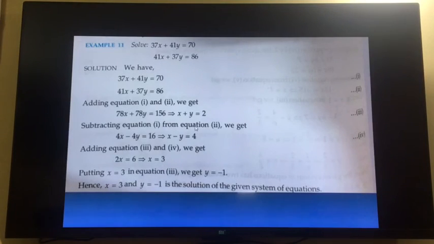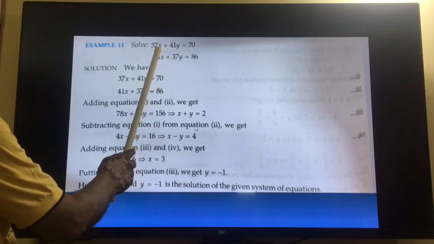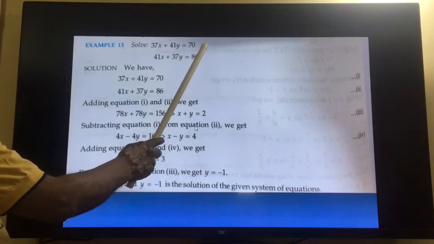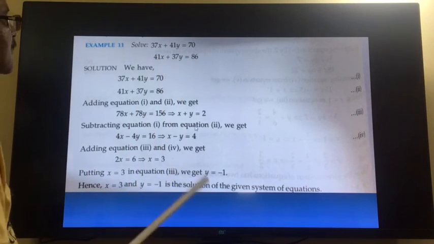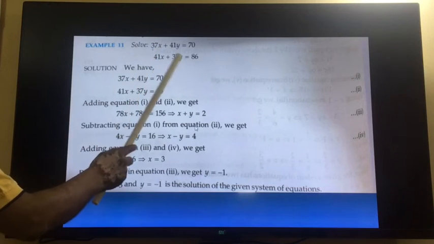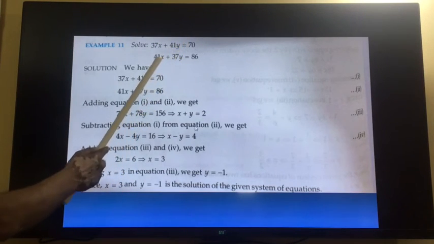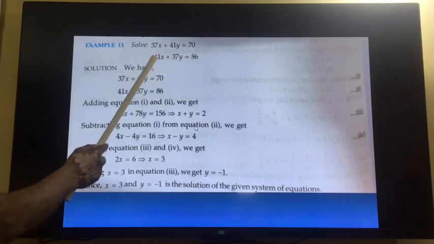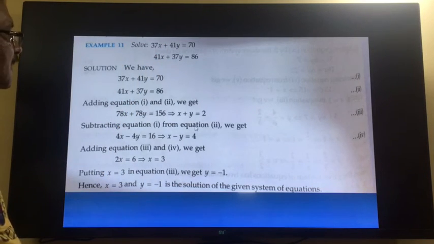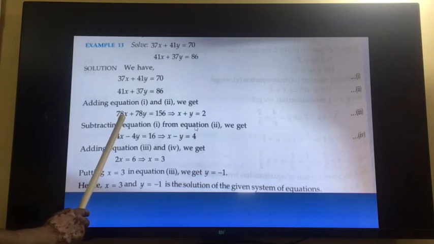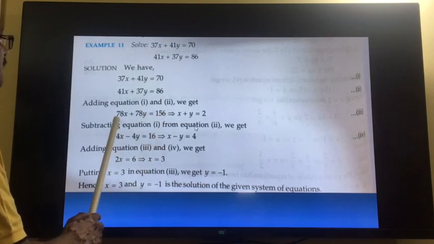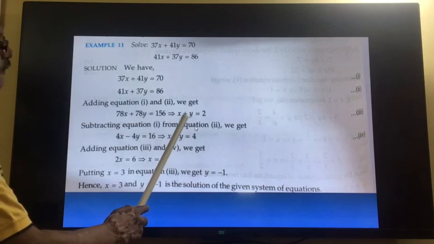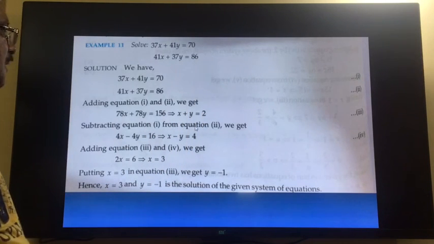See one more example of the same kind. The question is 37x plus 41y is equal to 70, 41x plus 37y is equal to 86. Here the coefficient of x is 37, and here the coefficient of y is 37, so these two are the same. The coefficient of y is 41, the coefficient of x is 41, both are the same. So in that case you add the equations, and you get 78x plus 78y is equal to 156. Divide each term by 78, and you get x plus y is equal to 2. This is our third equation.